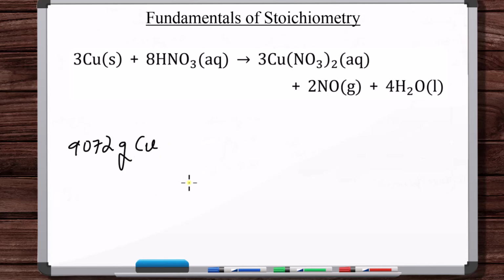Okay, but we need to be in moles. How do you go from grams of a substance to the number of moles of that substance, the count of the particles of that substance? You use the molar mass, grams per mole, right? Which corresponds to the mass of a single copper atom in AMU.